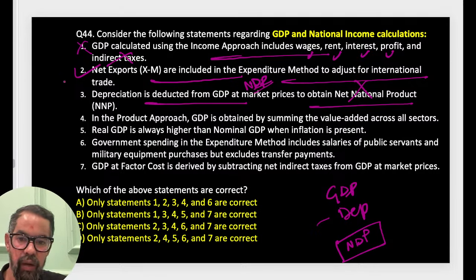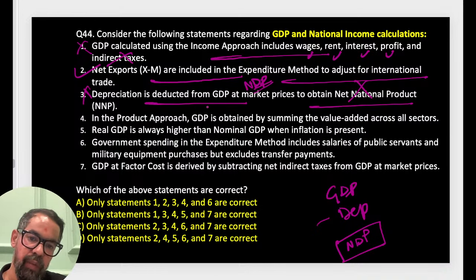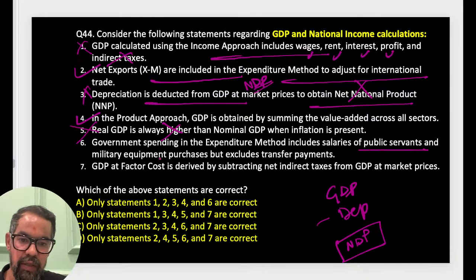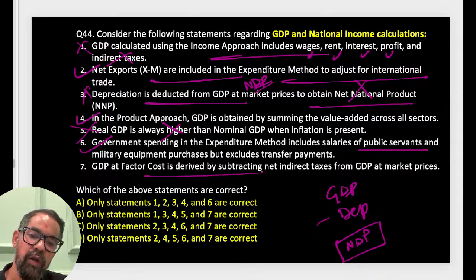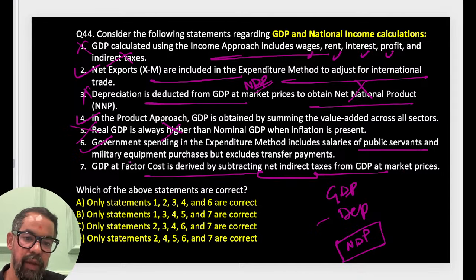Okay, that means wrong. In the product approach, GDP is obtained by summing the value added across all sectors. True. Fifth one, real GDP is always lower than this. Wrong. Government spending in the expenditure method includes salaries of public employees and military expenses, but excludes transfer payments. Yes. The next one is GDP at factor cost derived by subtracting net indirect taxes from GDP at market price. Yes, this is also true.